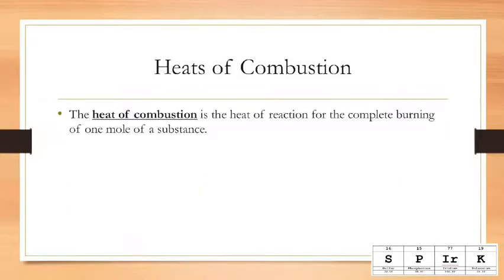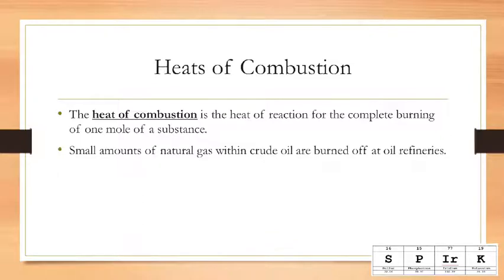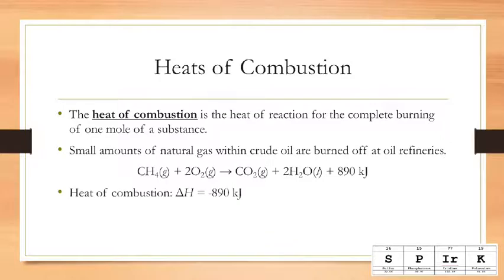The heat of combustion is the heat of reaction for the complete burning of 1 mole of a substance. Small amounts of natural gas within crude oil are burned off at oil refineries. So you have CH4 gas plus O2 yields CO2 plus H2O plus 890 kilojoules. The heat of combustion, or the delta H, is equal to negative 890 kilojoules. And remember, this is an exothermic process because heat is a product. So what this balanced chemical equation tells us is that burning 1 mole of CH4 releases 890 kilojoules. The heat of combustion reactions are also carried out at STP.